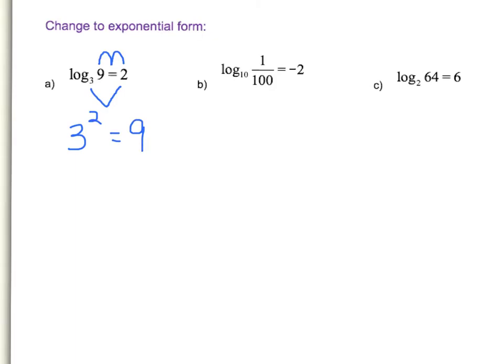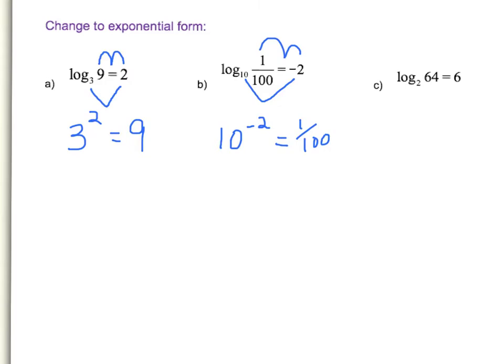Okay, let's try this next one, part b. Now remember, the base of the log function, which is 10, is going to be the base of our exponential function. The answer to our log function is going to be the exponent of our exponential function. And the argument to our log function is the answer to our exponential function. So that would be 10 to the negative 2 power equal to 1 over 100. And if we wanted to draw our little heart, it would look like this.